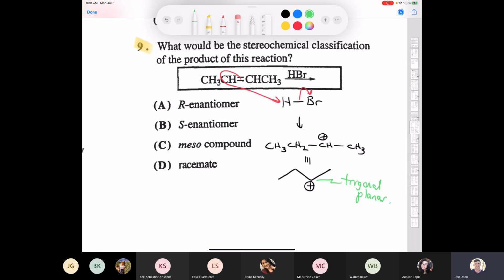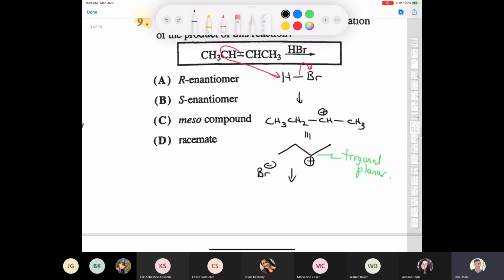So that means that the bromide can attack from either face of the molecule, can't it? So when the bromide attacks, it can attack from the back face of the molecule, or it could attack from the front face of the molecule. And so what would you end up with? You'd end up with some where the bromide attacked the front face, and some where the bromide attacked the back face. So you end up with a racemic mixture, which is also called a racemate.